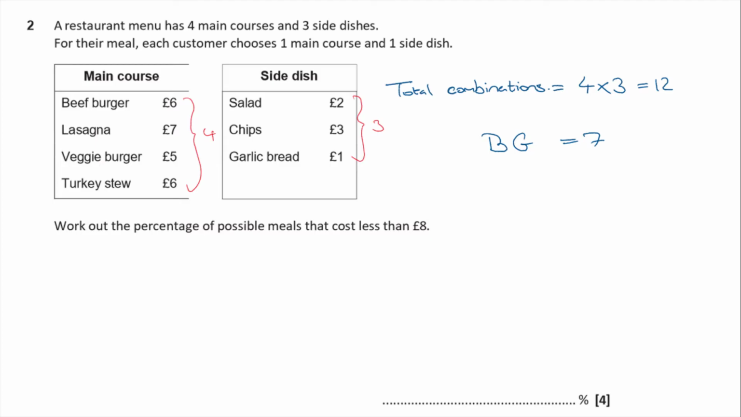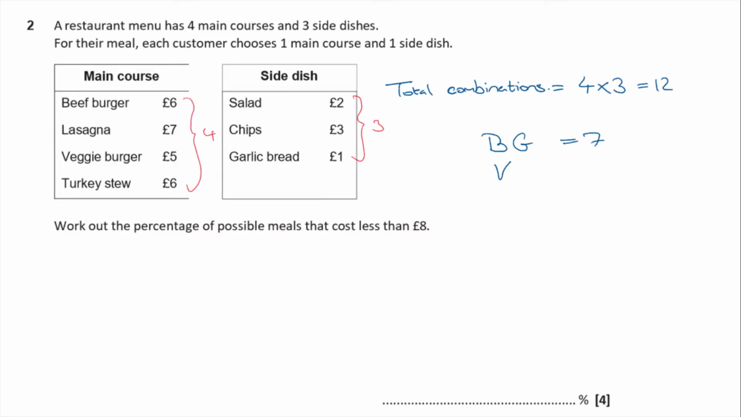But that's the only combination, because if I have the salad, which is the next most expensive, that's already £8 and it has to be less than £8. If I have the lasagna, then I can't then make it cost less than £8 because if I get the garlic bread, that's £8 already, and that's the cheapest one. So that isn't an option. I could get the veggie burger, that's quite cheap, that's £5.